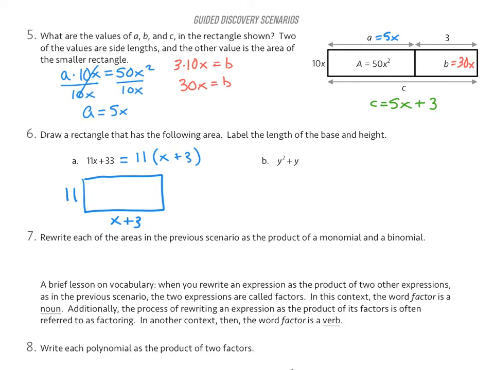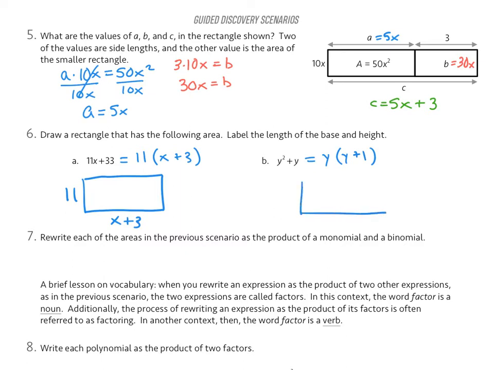Part B, y squared plus y. Let's find a common factor of these expressions. That would be y. If I write it as y times some other expression, I can look at this result and then think about what would I put here such that y times that equals y squared. And that would be a y. Y times y is y squared. The next term times y equals y. Y times what equals y? That would be 1. So I put a plus 1. Y times y plus 1 is y squared plus y.